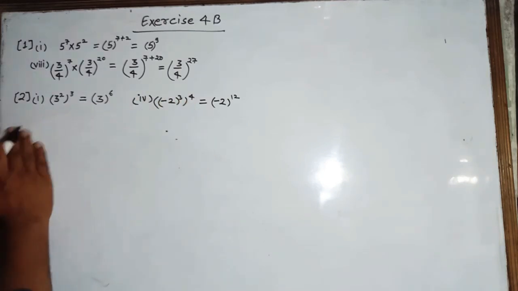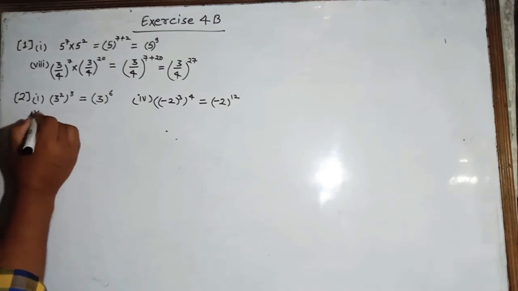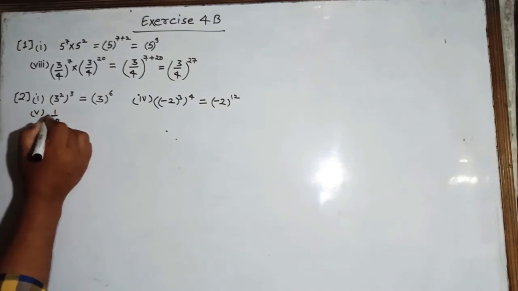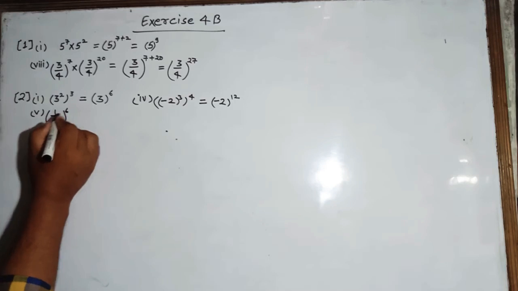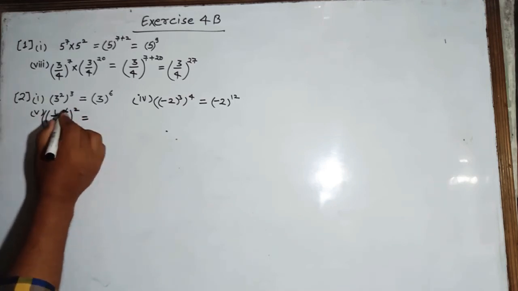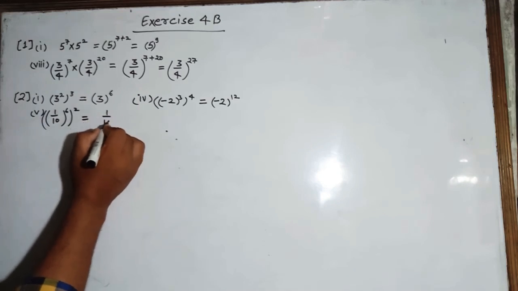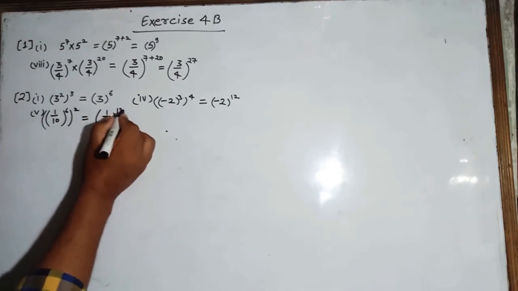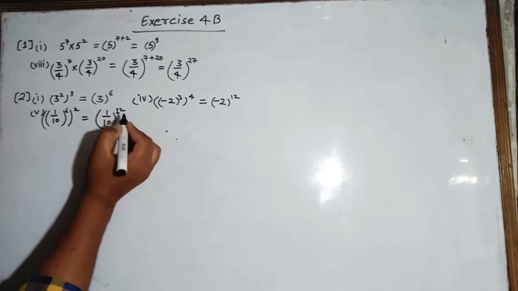In the same way, one more part is there, the fifth one: (1/10 to the power 6) whole to the power 2. So how will we do it? 6 times 2 is 12. So (1/10) to the power 12 will be our answer. Like this you can solve.